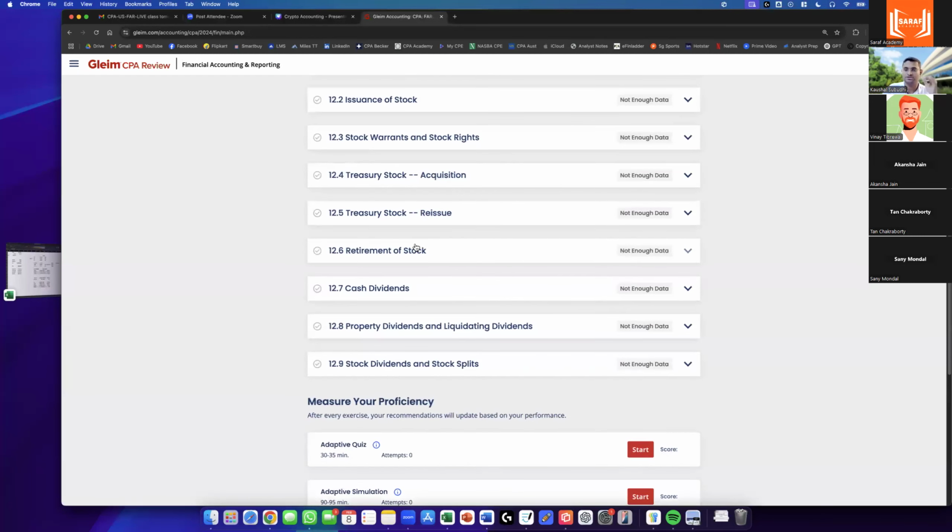Retirement of stock, that's where you say that you are going to buy back the stock, or cash dividends, property dividends, liquidating dividends, stock dividend and stock split.